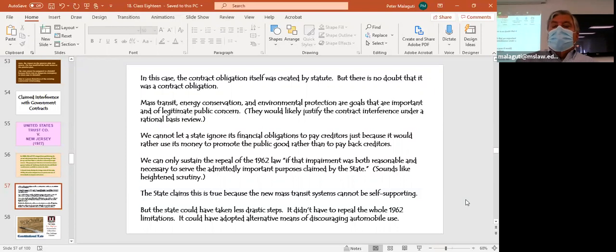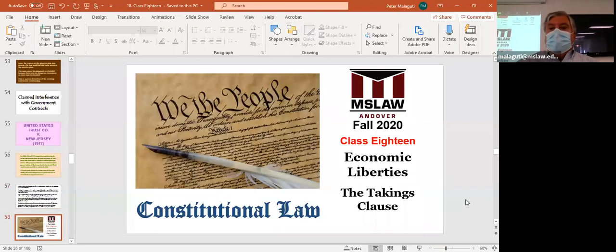It's an impairment that was not reasonable and not necessary. And it uses sort of enhanced scrutiny to do that. Okay, so there is our contracts clause stuff.